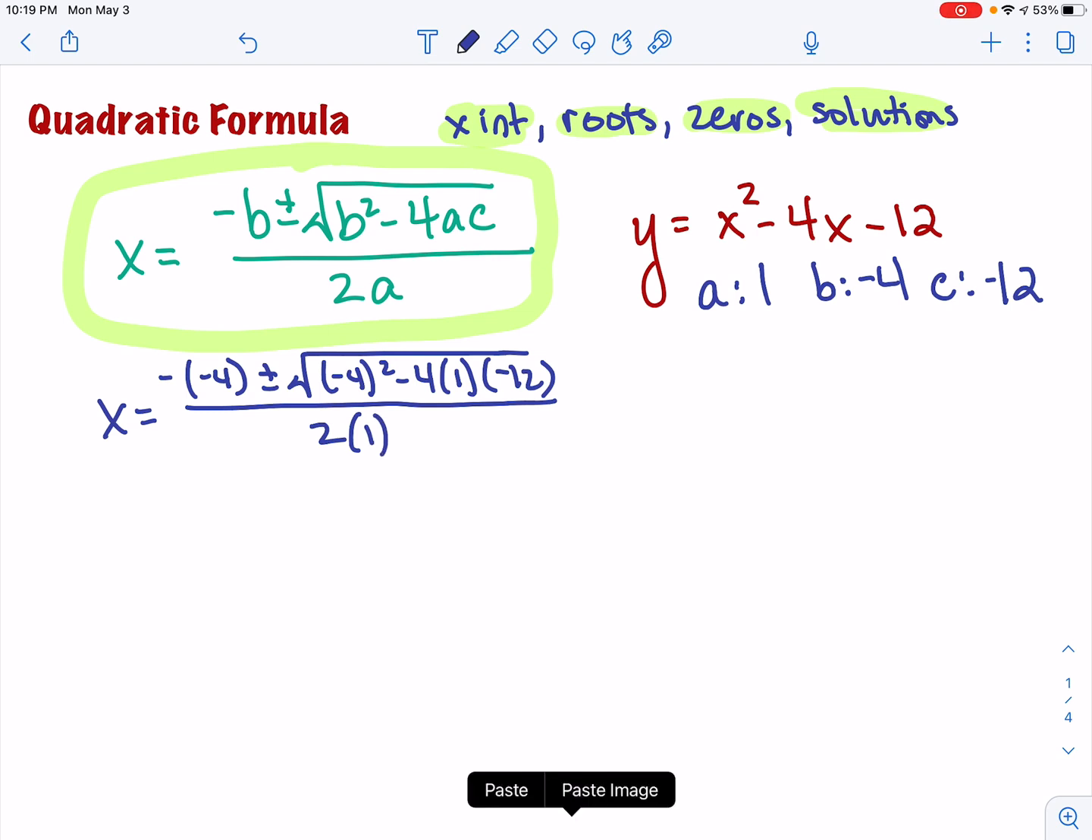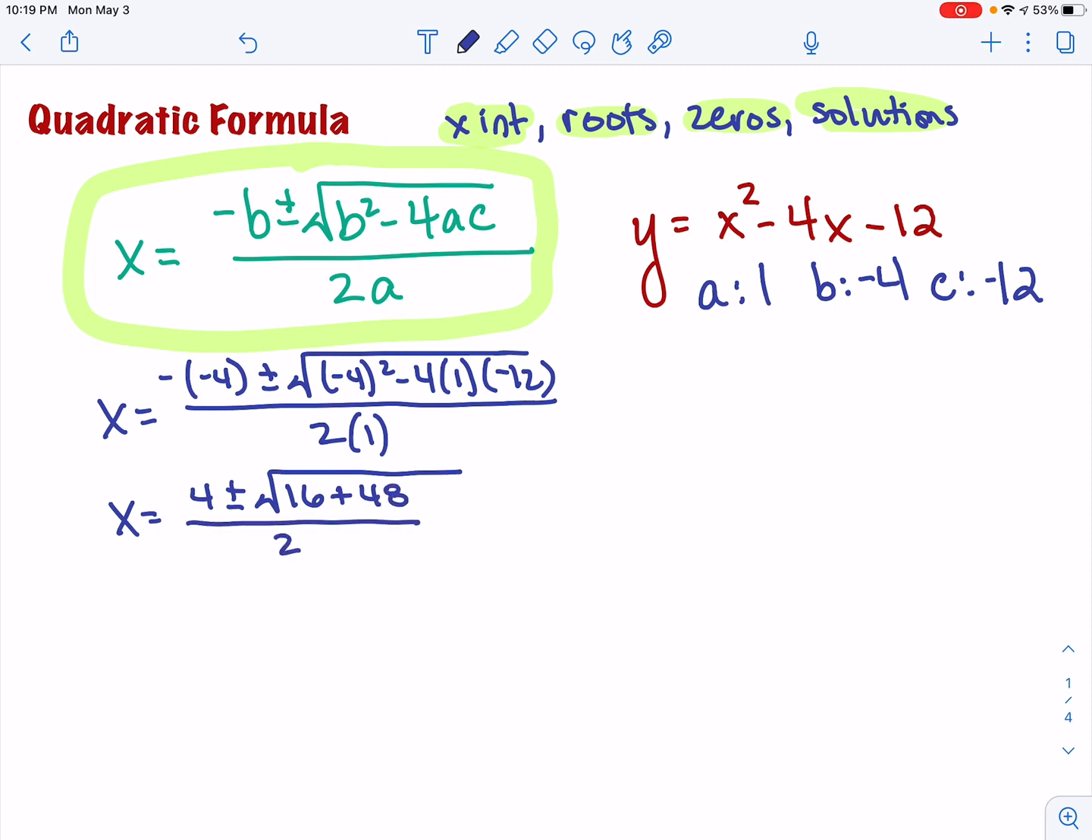Now this looks a little overwhelming, but let's simplify it. -4 is going to make that +4, plus or minus the square root of 16. And if I take -4 times 1 times -12, it's going to give me a +48. All of that divided by 2. We'll simplify it a little bit more. 4 plus or minus the square root of, well, 16 plus 48 is going to give me 64, divided by 2. And the square root of 64 is 8, so x is going to be 4 plus or minus 8 divided by 2.